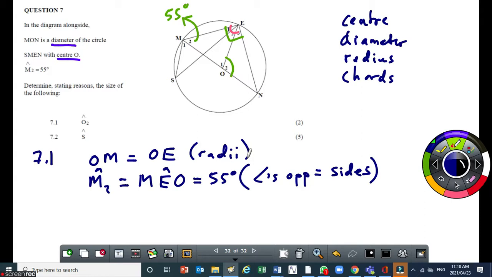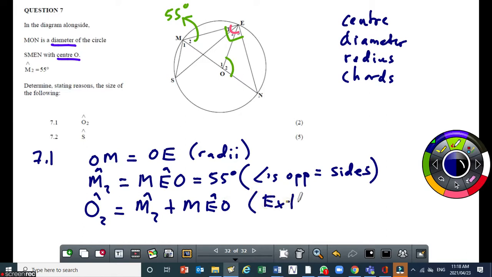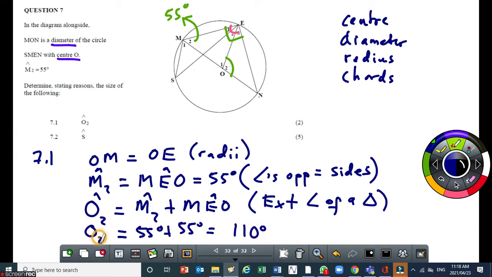Once I got this, it becomes interesting. Then I can say O2 is equal to M2 plus MEO. Why? Because of exterior angle of a triangle. Here, exterior angle of a triangle. You were taught that in grade 8. So this becomes 55 degrees plus 55 degrees, and you get 110 degrees. So that's the size of O2.